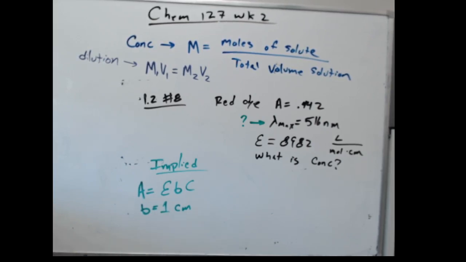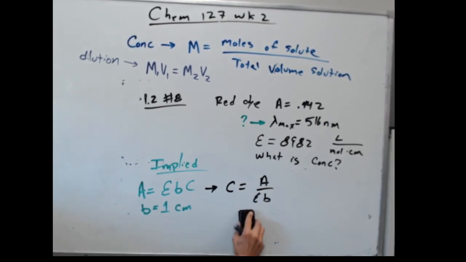So we plug our numbers in. I like to rearrange before I plug numbers in, so I'm going to rearrange this. I've got my concentration is equal to A over epsilon B. I seem to make fewer mistakes when I rearrange first. You don't have to. You can plug your numbers in first, but that's just me. So now I just plug in.